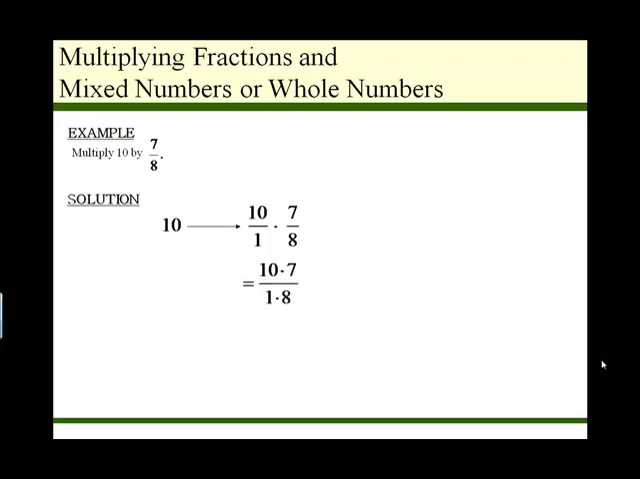We can multiply across. We get 10 times 7 and 1 times 8. And we note that 70 over 8 can still be reduced because they have 2 in common. And so we can divide the top and the bottom by 2, and we get 35 over 4. We can also rewrite that as a mixed number by doing the long division and getting the remainder.